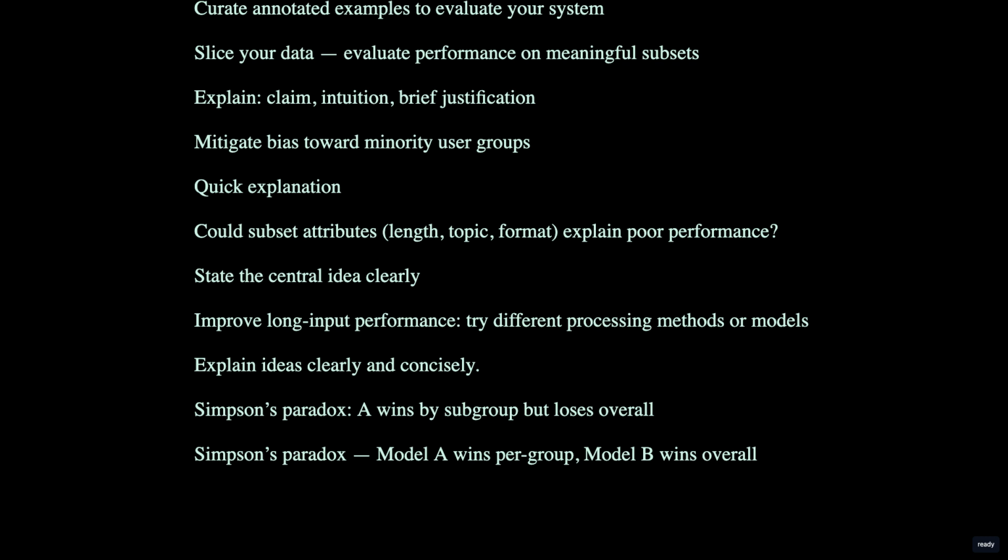The flip happens because the two models were evaluated on different numbers of cases in each group. Unequal group sizes change the weighted average. Always inspect subgroup performance and sample counts before trusting an aggregated metric.